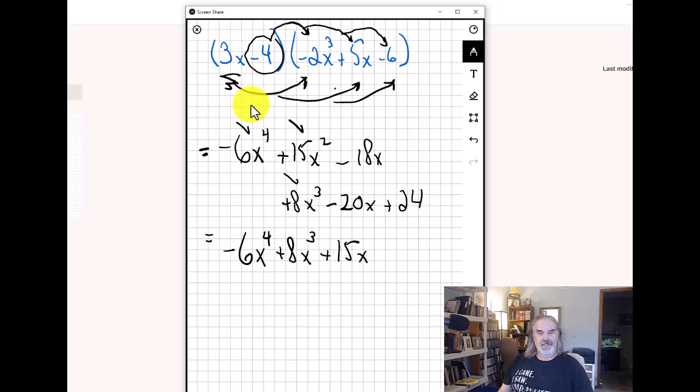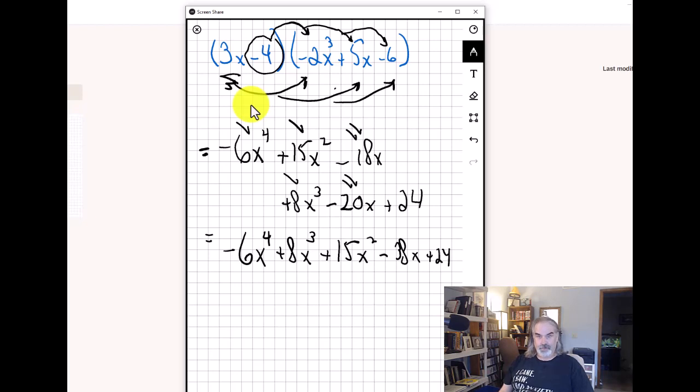So plus 15x, and then, oh, looky here. Now we get to actually add some things together. This negative 18x and this negative 20x. So there's negative 18x's, and we're going to remove 20 more x's. We are down to negative, whoops, I forgot a squared there. Negative 38x squared, and that lonely 24.